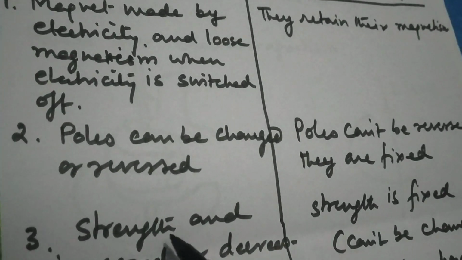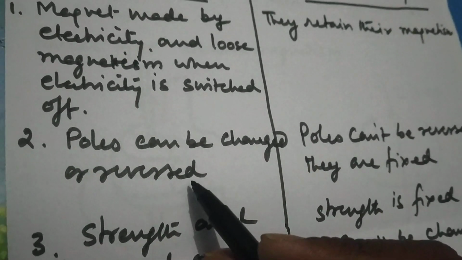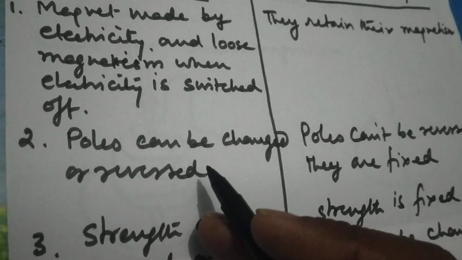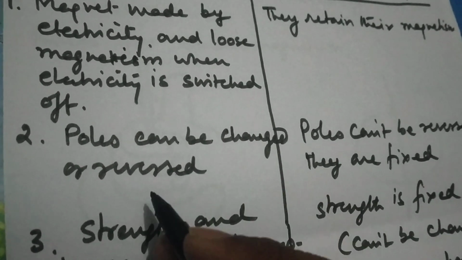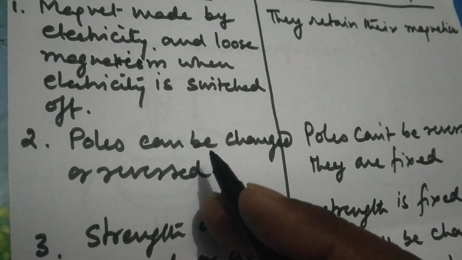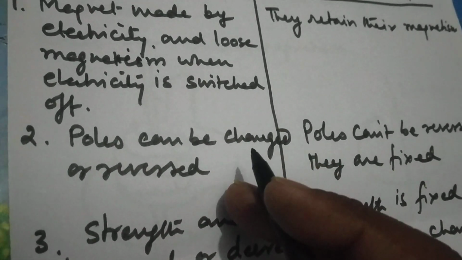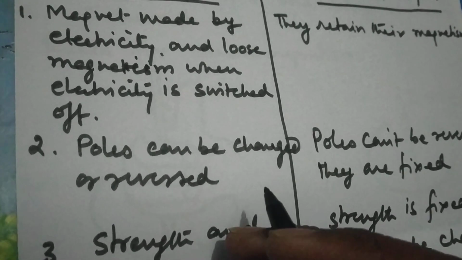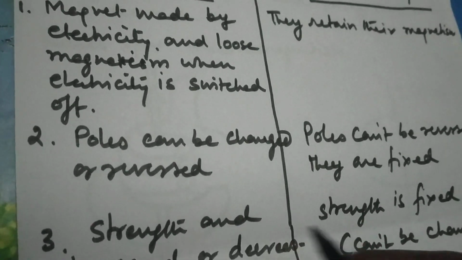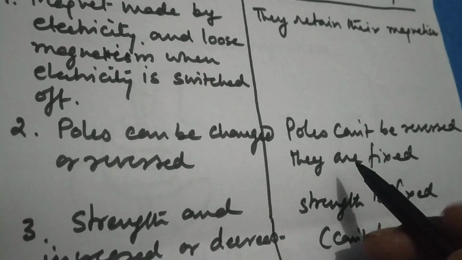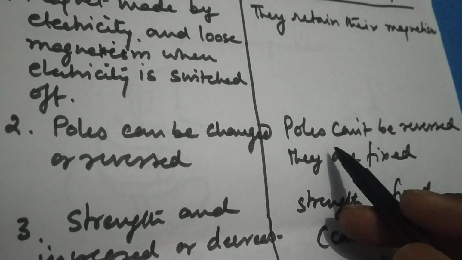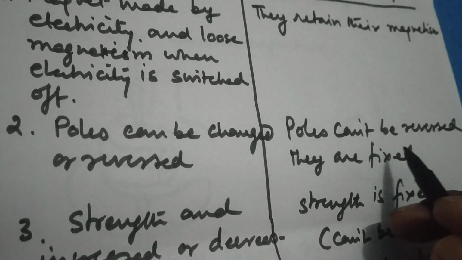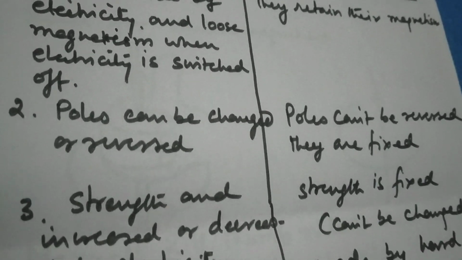Now, in an electromagnet, the poles can be changed or reversed. In the electromagnet, we can make the north pole a south pole, and the south pole a north pole. It means we can change the poles of the magnet by changing the terminals of the battery cell which is connected to it. But in the permanent magnet, the poles cannot be changed, they are fixed. North will remain north and south will remain south as long as it is a permanent magnet.